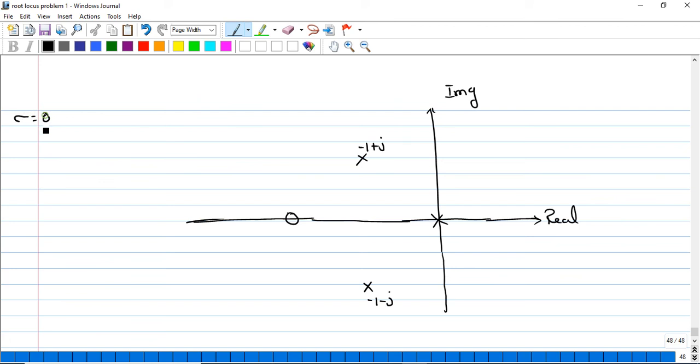The centroid is 0, what we obtained as the centroid. Angle of asymptotes, theta 1, that is 90 degrees, theta 2 180 degrees. Okay, so from here we need to draw that angle of asymptotes. So let me take a different color. Okay, I will see 0. From 0 I will be drawing.